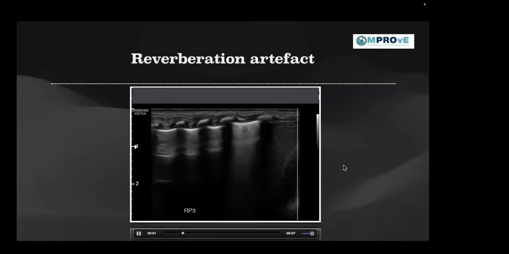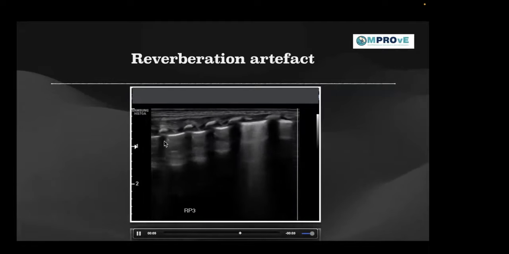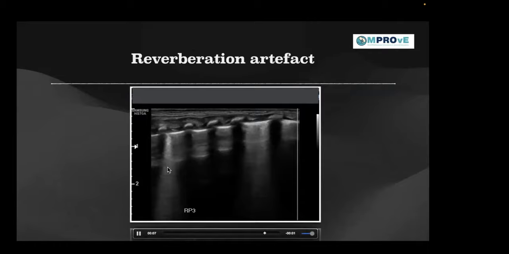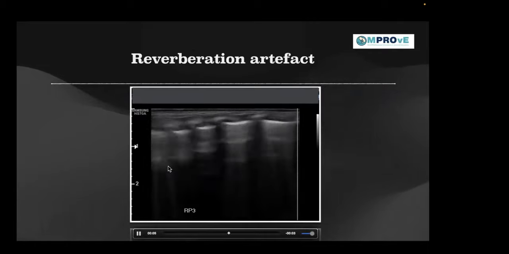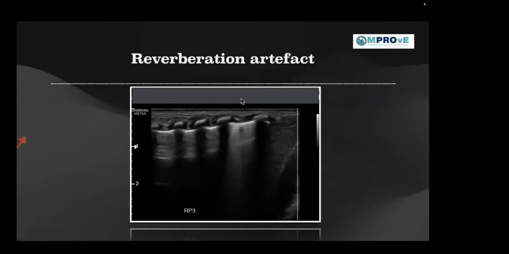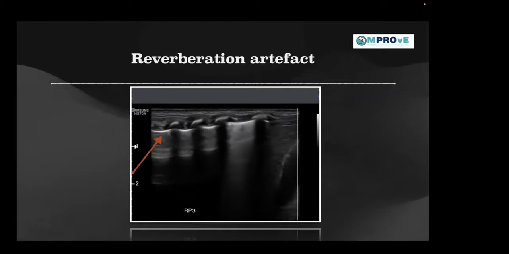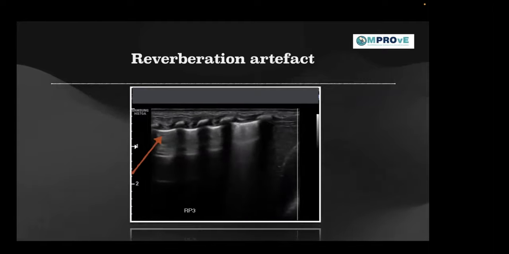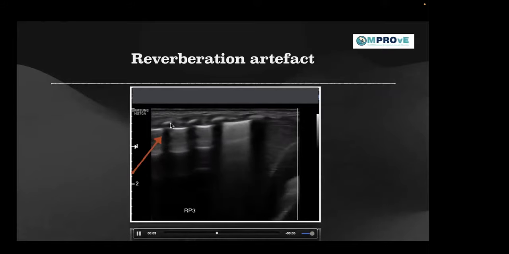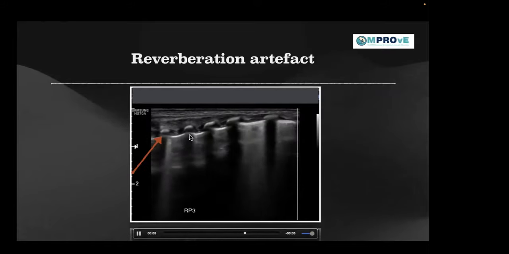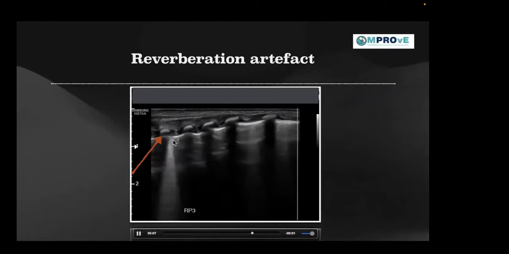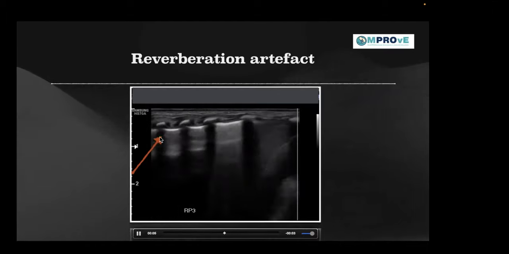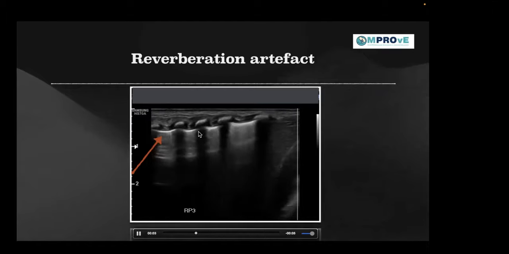Right. So here is the depiction of the B lines. Again, if you see this particular area over here, you can see these lines are reaching all the way to the bottom of the screen. Again, first things first, is there a pleural line? Yes, there is a pleural line. Is there a pleural sliding? Yes, you can see the B lines are moving with your respiration. So yes, there is a pleural sliding.